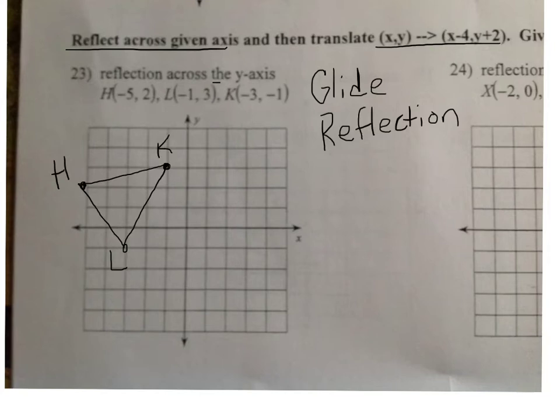Well, now it's time to reflect across the y-axis. So go ahead and I do that. I get a new K value, a new H value, and the new L value. And this picture, I'm going to dash it instead of making it solid lines because this is not really part of my answer. It's just an intermediate step to get to my answer, because I still have to worry about doing this translation.